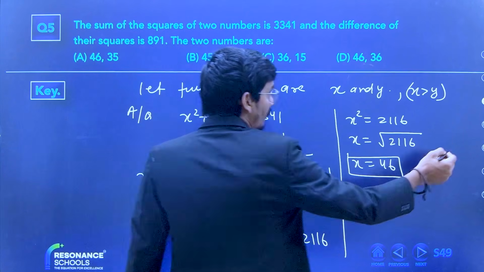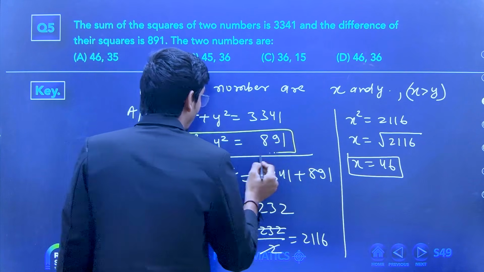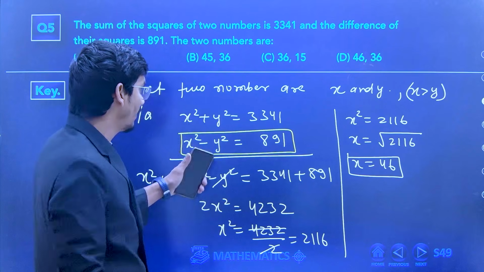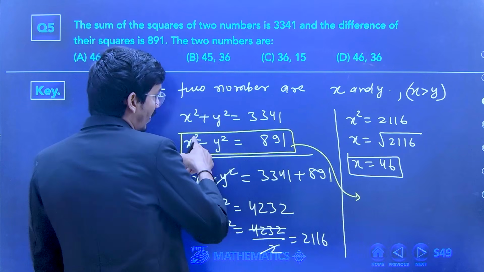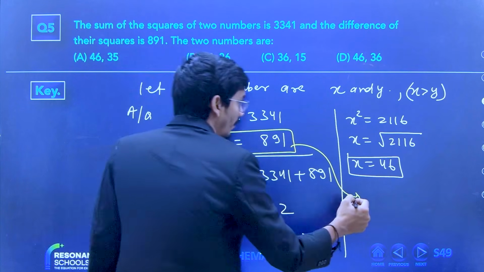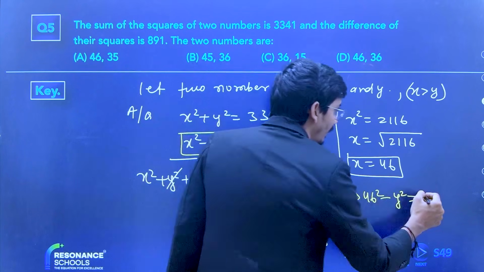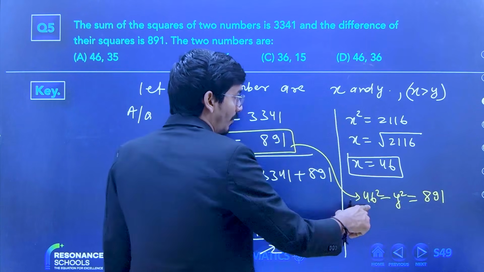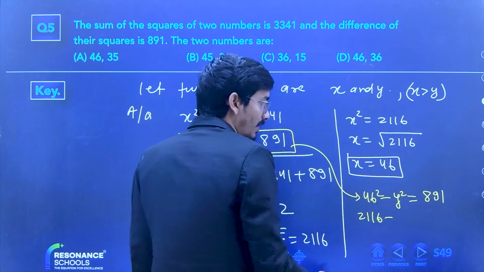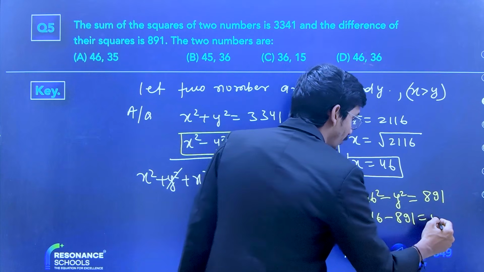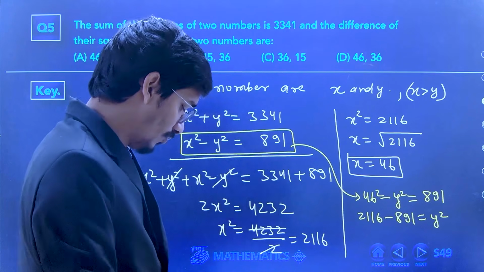So now we will put the value of x in any one of the equations. I am substituting the value of x in this equation. x square, x is 46, so 46 square minus y square equals 891. 46 square is 2116, minus this number will come to the left side, so 2116 minus 891 equals y square.